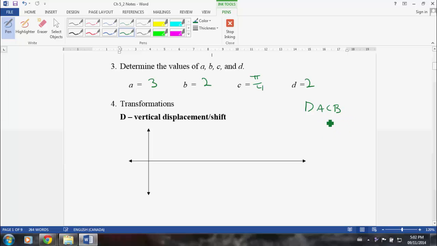DACB. I'm not sure if you've got a quick mnemonic. I'm not sure if it makes too much of a difference to have to memorize those letters, but I think as we walk through it, you're going to see it makes some sense. So the first thing is our D is going to go up to 2.